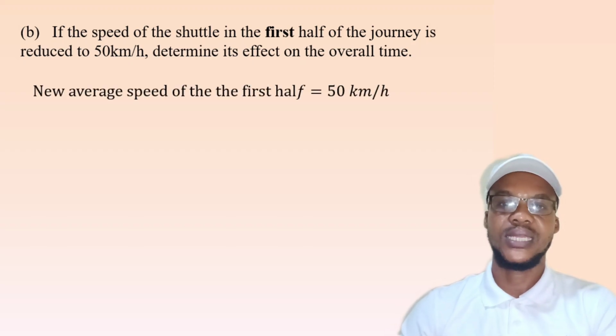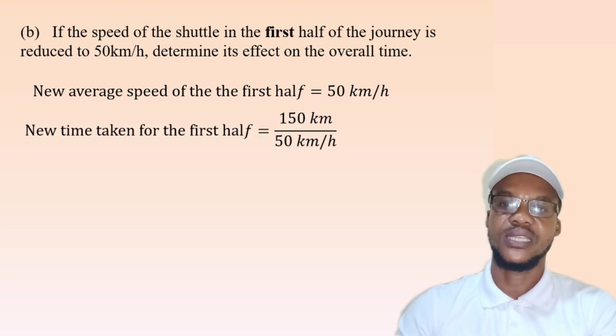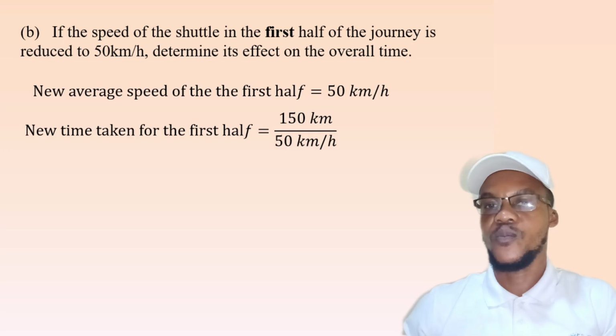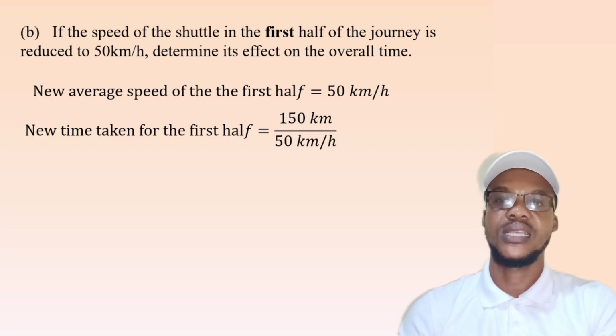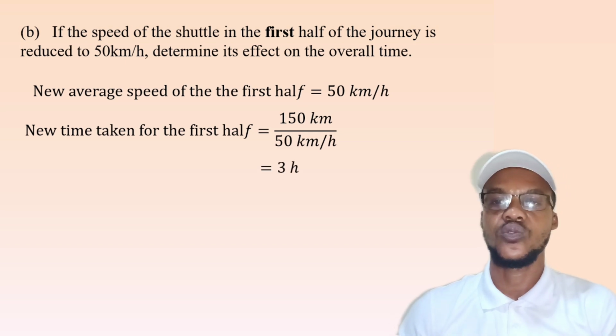Okay, so the new average speed of the first half is 50 kilometers per hour, and then how do we find the time taken? It's a matter of the same 150 kilometers, because we are still talking about the same distance. This time we were not given a new total distance, so we are still using the distance for the first half. It's just that we change the average speed to 50. Once we find that, we get 3 hours. So this means that the new time taken for the first half is 3 hours.